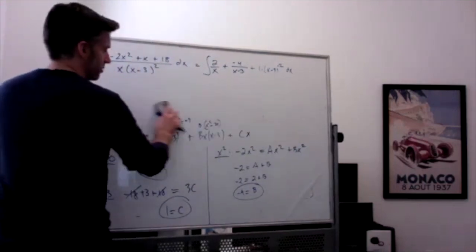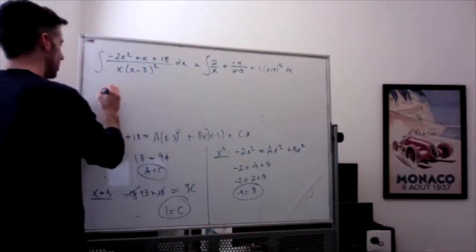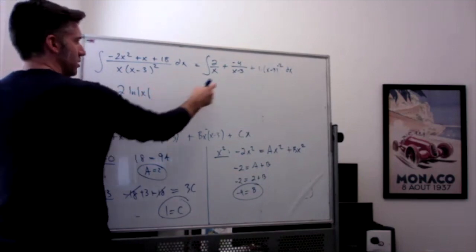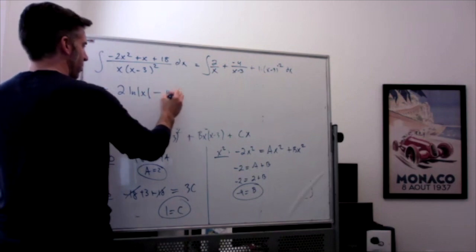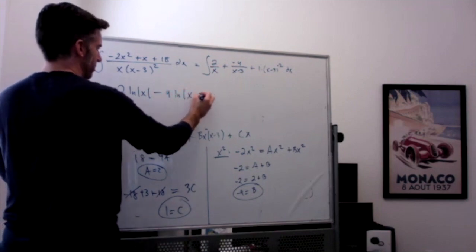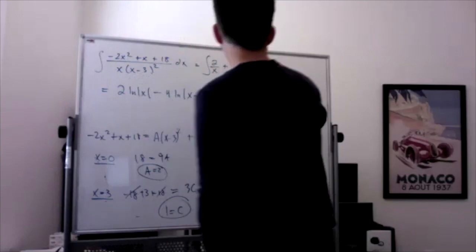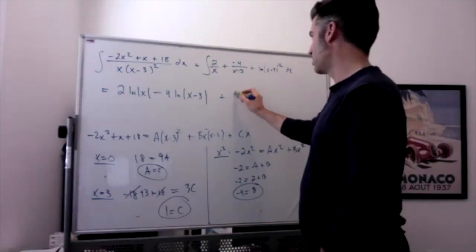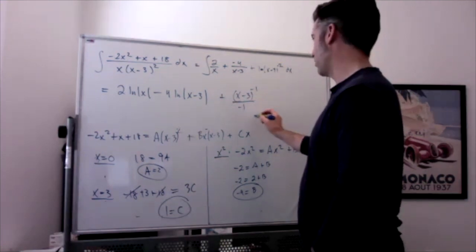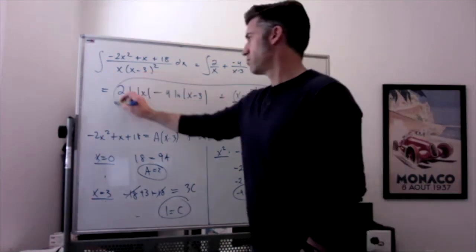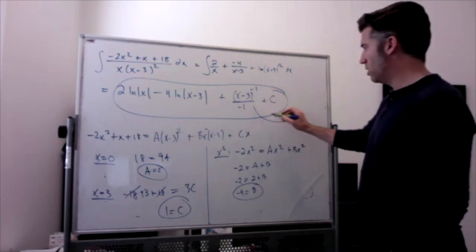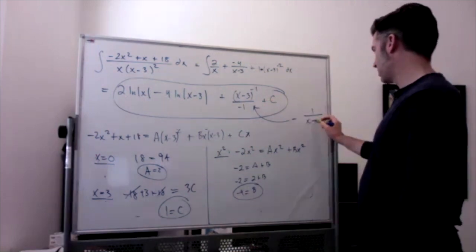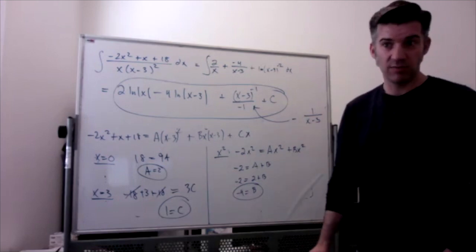And then we integrate. The integral of 2 over x is 2 natural log of the absolute value of x. The integral of negative 4 over x minus 3 is minus 4 natural log of the absolute value of x minus 3. And the integral of x minus 3 to the negative second is x minus 3 to the negative first divided by negative 1. If you wanted to, you could totally rewrite that part as minus 1 over x minus 3. But I don't think you need to.